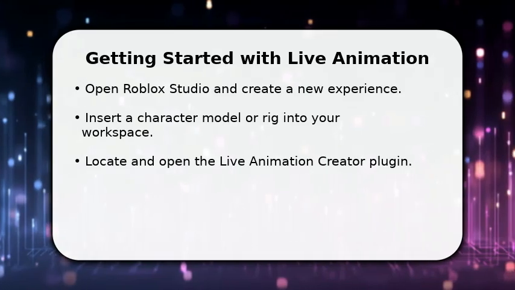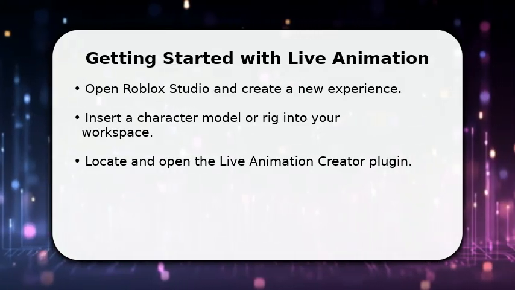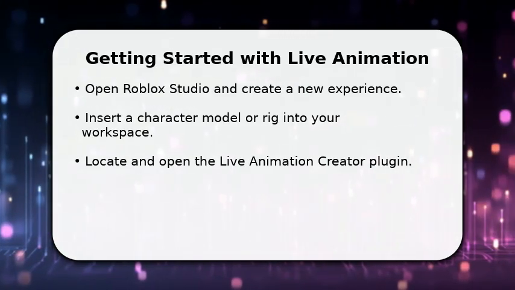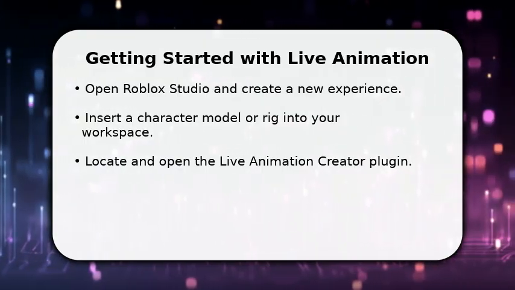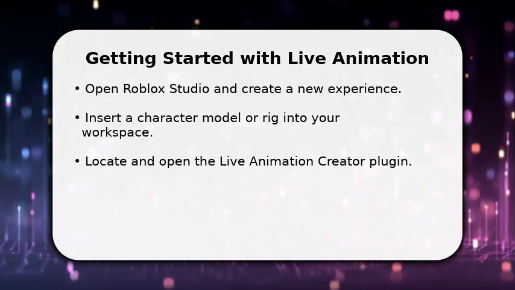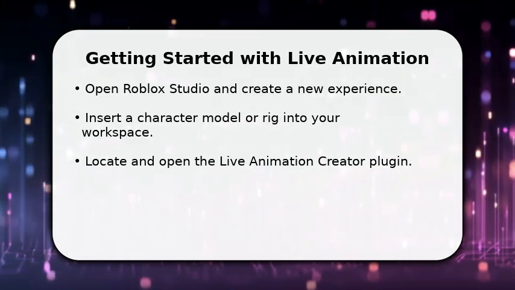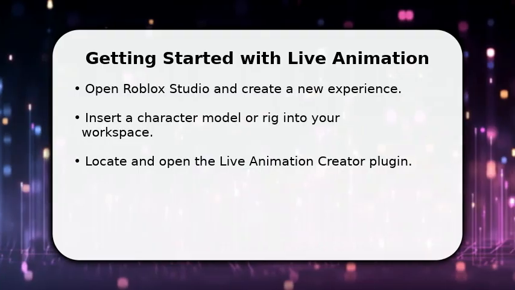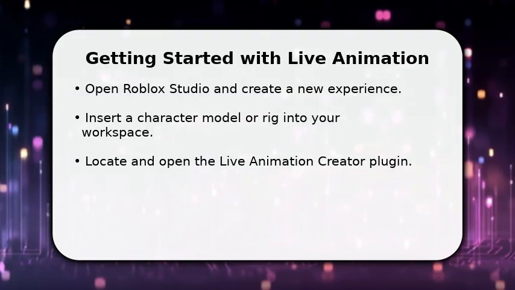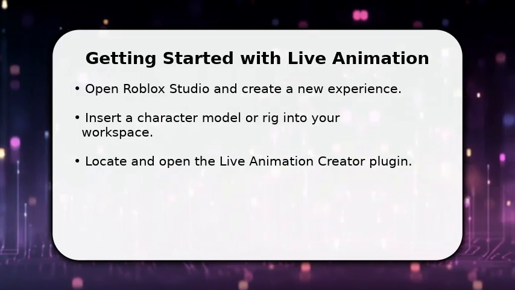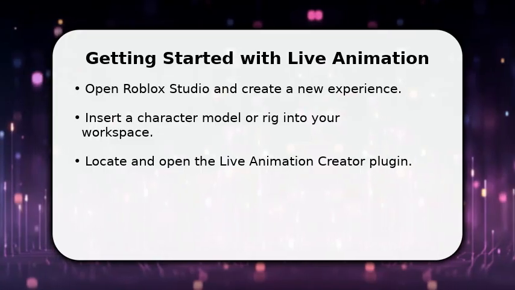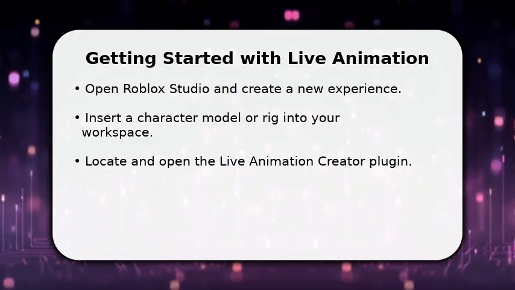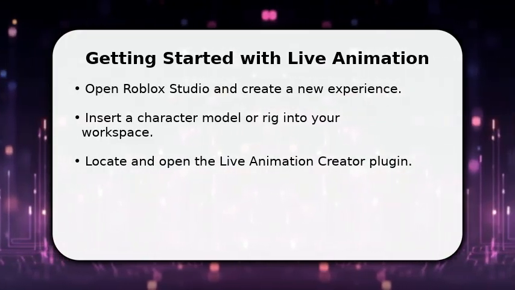Enjoy the video. In this video, I will explain how to use Roblox Live Animation Creator. First, launch Roblox Studio and begin a new project. Next, you'll need to add a character model or a pre-built rig to your workspace. This will be the subject of your animation. Finally, navigate to your plugins and open the Live Animation Creator. This essential tool will be your gateway to bringing your characters to life with dynamic movements.